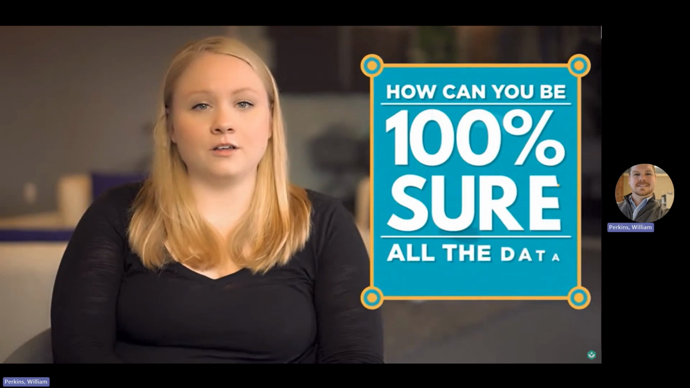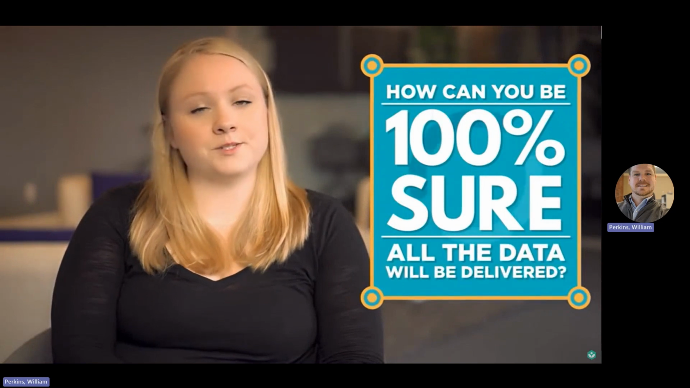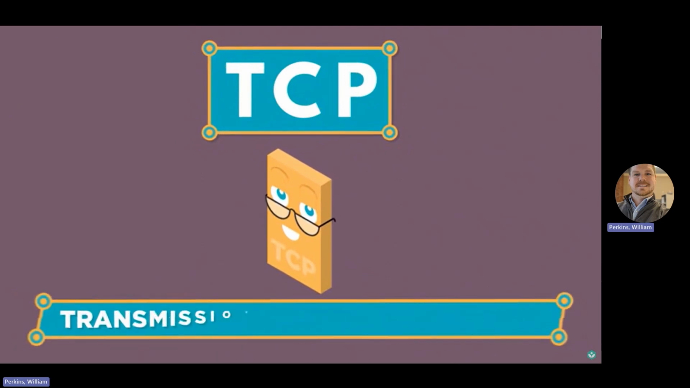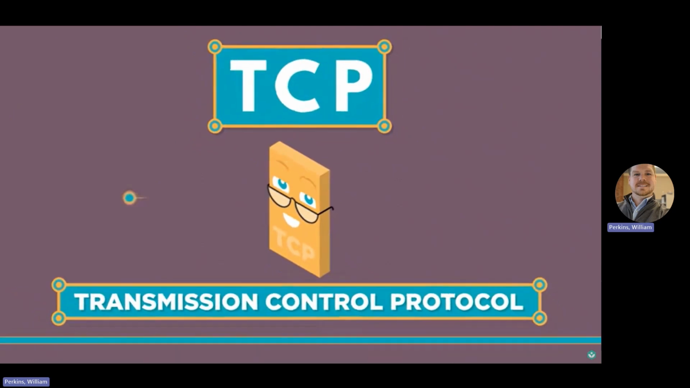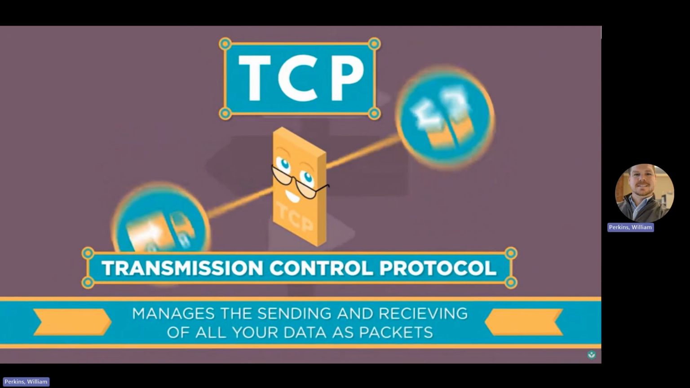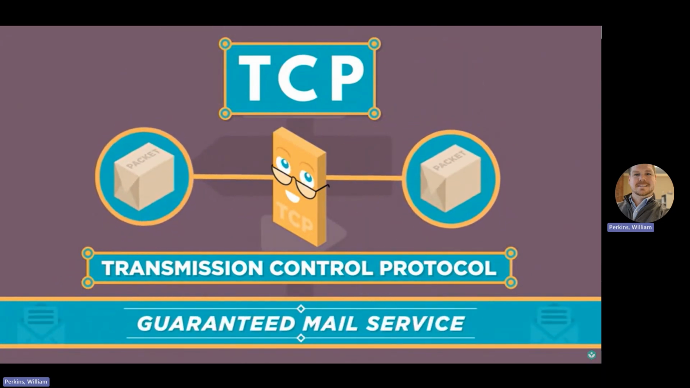Now, what if you want to request some data and not everything is delivered? Say you want to listen to a song. How can you be 100% sure all the data will be delivered so the song plays perfectly? Introducing your new best friend, TCP, Transmission Control Protocol. TCP manages the sending and receiving of all your data as packets. Think of it like a guaranteed mail service.